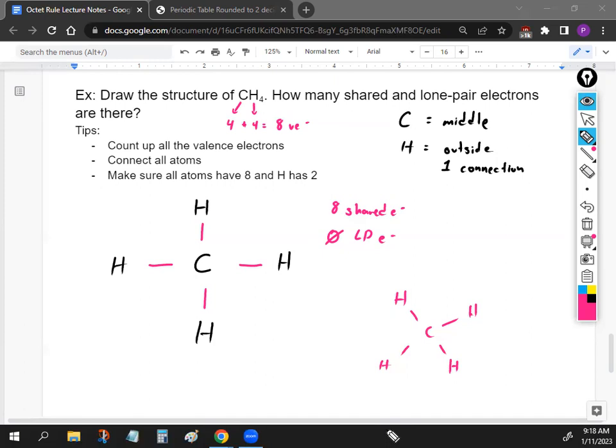Yeah, whatever you have enough electrons for. You won't see boron very often though. Alrighty, any questions about this?